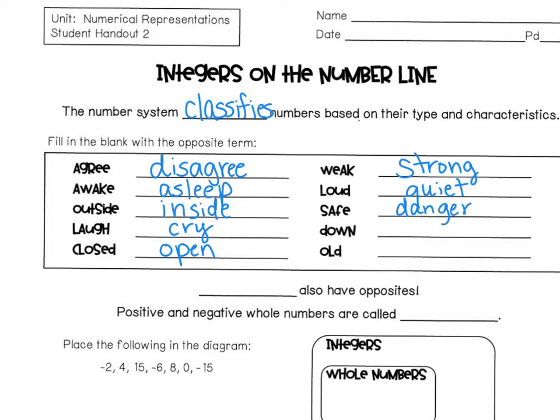You could probably think of some other words that mean not safe. You could write unsafe would be another opposite. The opposite of down is usually up. The opposite of old, it could either be new, or if you're talking about people, it could be young. So there's opposites in everything, including numbers. Numbers also have opposites.